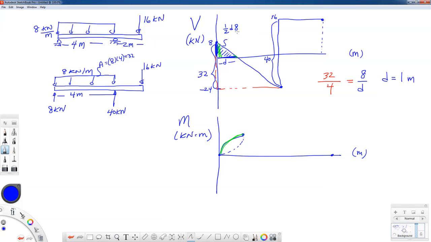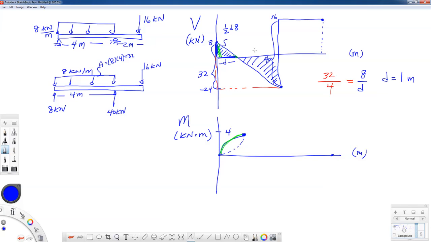So if d is equal to 1 meter, 8 times 1 is 8 divided by 2. I'm going to be here at 4 kilonewton meters for this point right here. And again, it curves that way. On the other side of that 0 point, I have an area that's below the x-axis. It's going to cause a decrease in my internal bending moment.